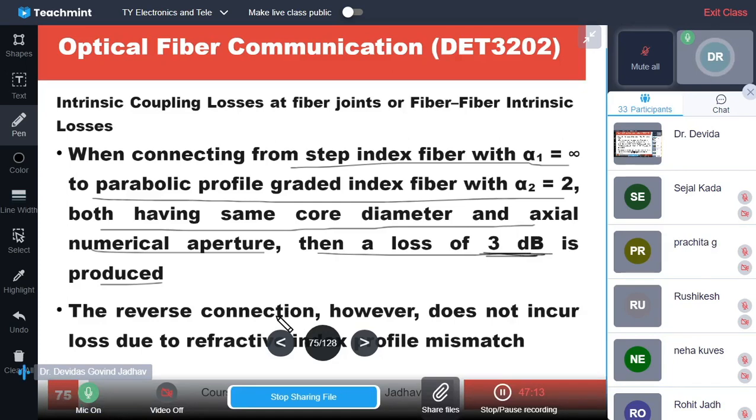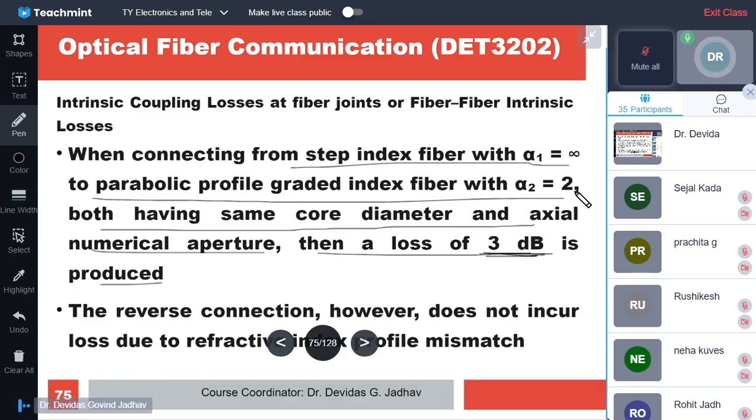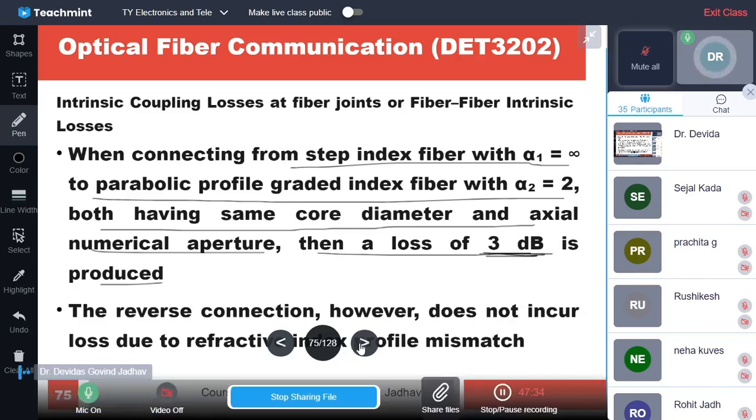The reverse connection, however, does not incur any loss, because in the reverse connection the graded index fiber has alpha 2 equal to 2 and the step index fiber is receiving, that is alpha is infinity. So alpha receiving is larger than alpha transmitting, so it will not have any loss.